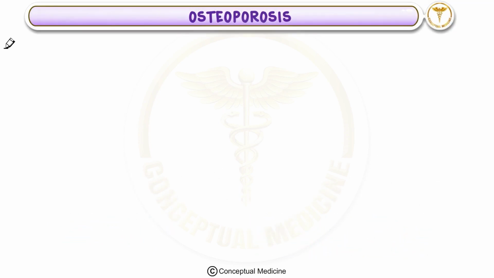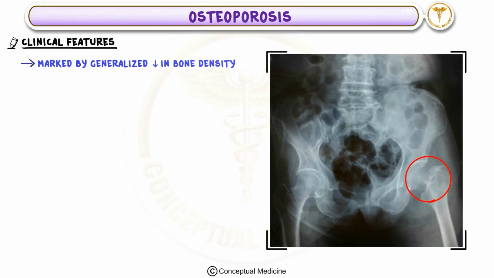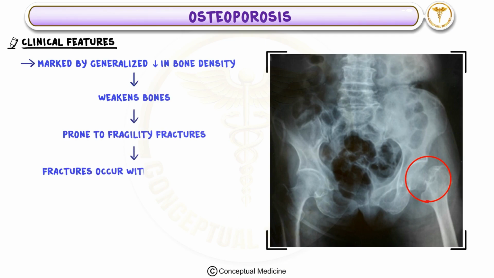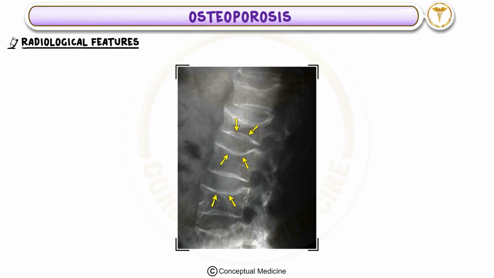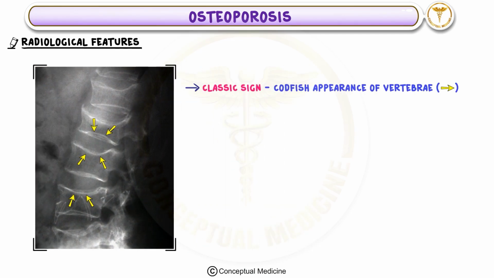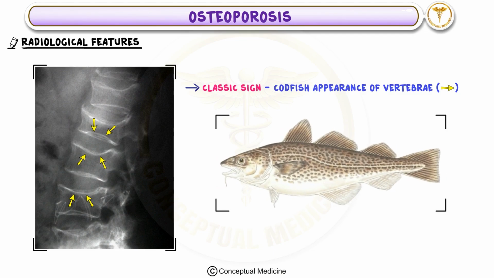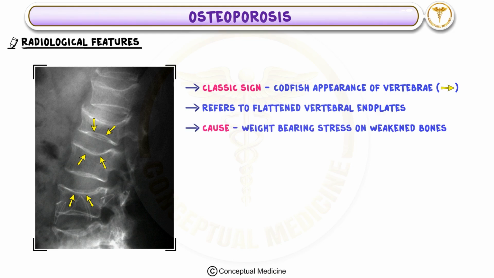Osteoporosis. Clinical features. Osteoporosis is marked by a generalized decrease in bone density, which weakens the bones and makes them prone to fragility fractures. These fractures can occur with minimal trauma, commonly affecting the hip, spine, and wrist. Radiological features. On imaging, a classic sign of osteoporosis is the codfish appearance of vertebra. This refers to the flattened vertebral end plates caused by weight-bearing stress on weakened bones.